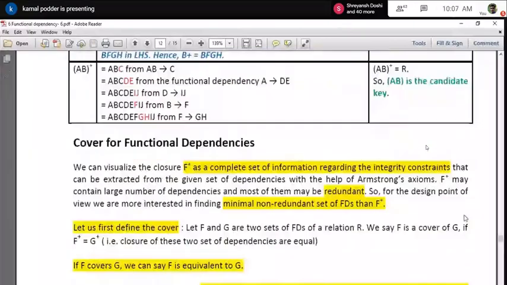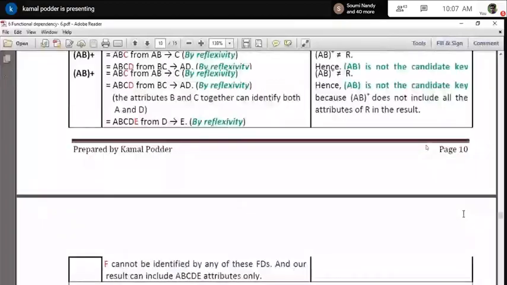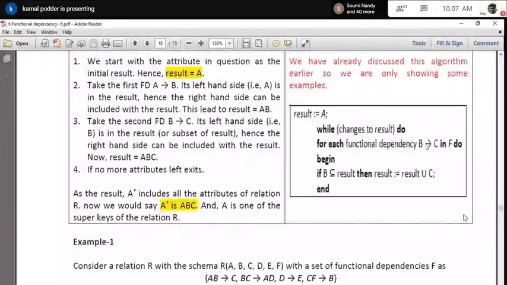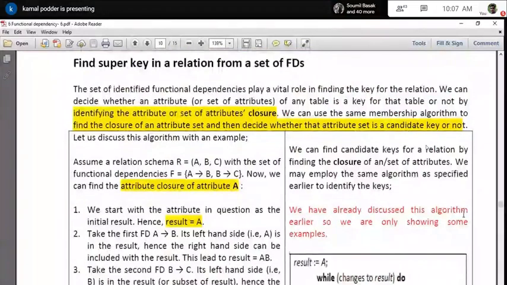We have already explained the concept. Today I will explain some more examples. We have already discussed the membership function, and we have seen that if you find the closure of an attribute, not the closure of functional dependencies, then it is much easier to find these two things: redundant FDs as well as your candidate key or super key.